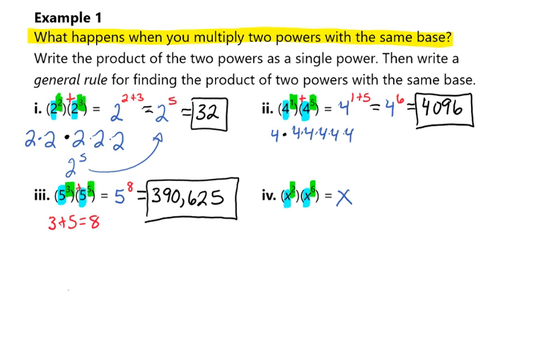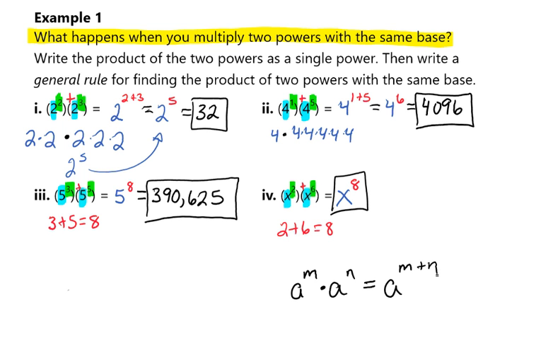Did you say to add them? You're right. And 2 plus 6 is 8. So here we'll have x raised to the 8th power. So a general rule that we could use is we could say that if we have a raised to the m times a raised to the n, then we have a raised to the m plus n. And this would be our general rule that we could use.